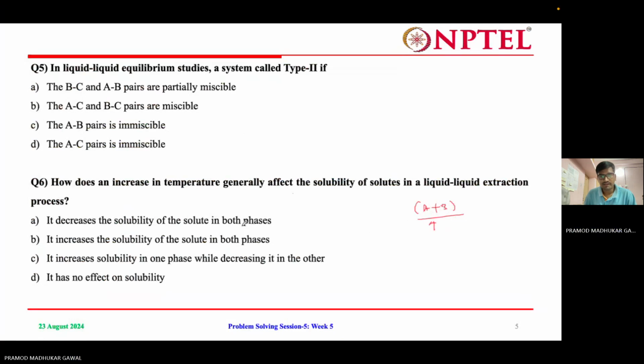But in liquid extraction there are three components. So in this case, it increases the solubility in one phase, that is the extract phase, while decreasing it in the other. It means the solubility of the solute increases in the extract phase, that is the solvent phase, rather than the raffinate phase. Raffinate means rich in water. Option C is correct.